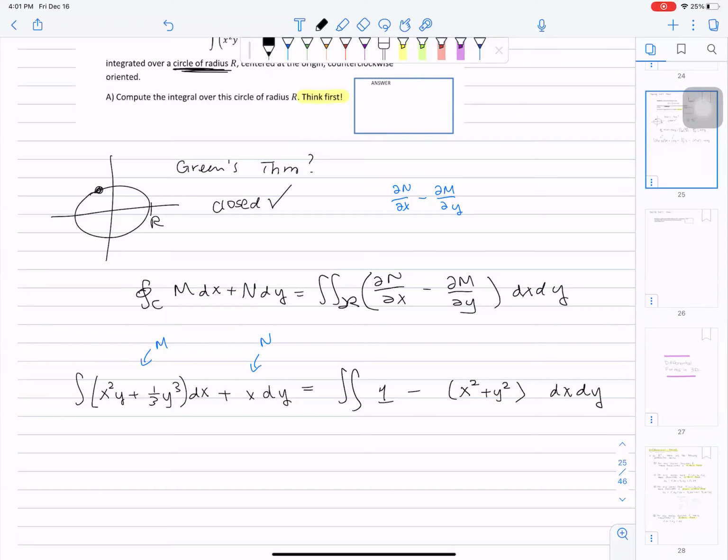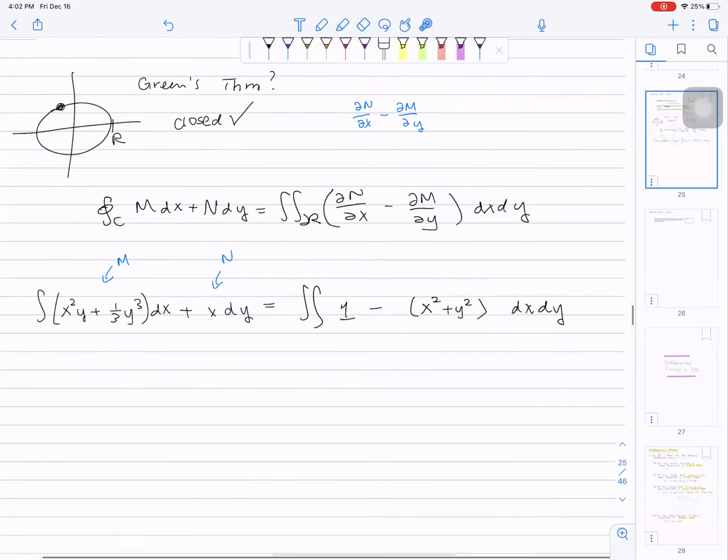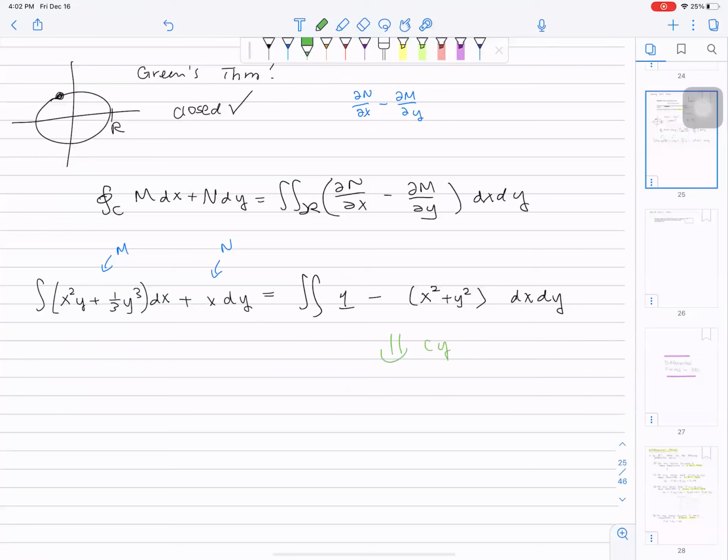Now, again, I could do this in Cartesian coordinates, but that would require, what are my bounds going to be? I'm going to have y equals square root of 1 minus x squared or something. I'm going to have square roots in my bounds because that's how I write a circle. So instead, let me convert to cylindrical or polar, I guess, because we're in 2D. Let me say polar.